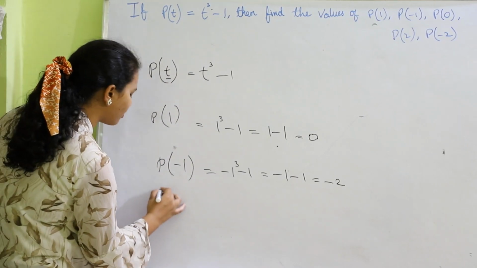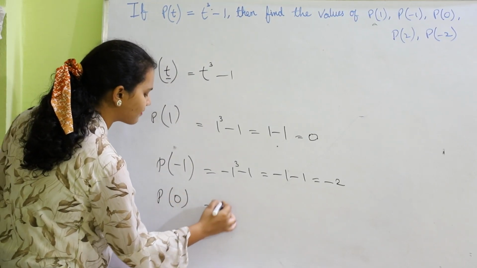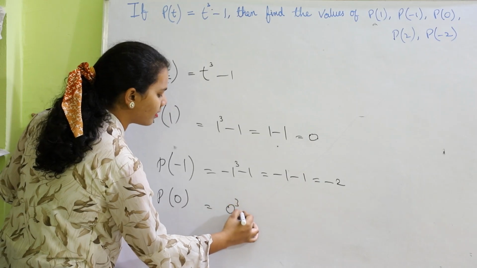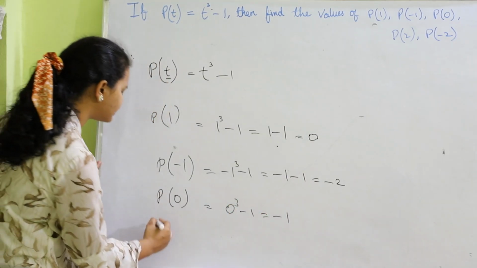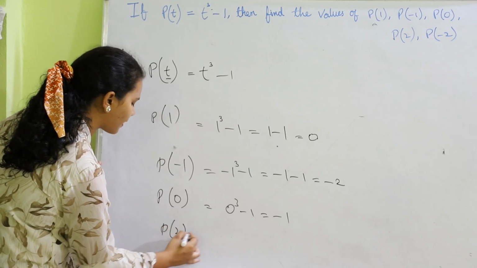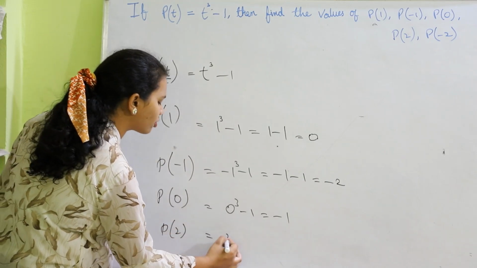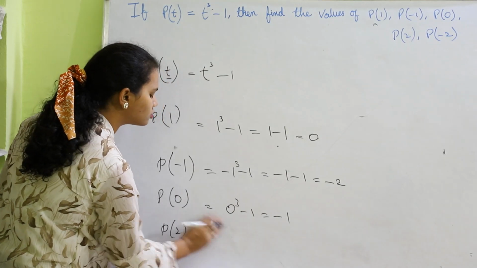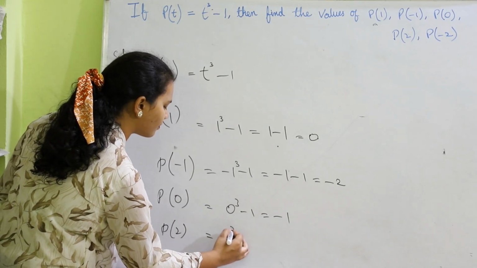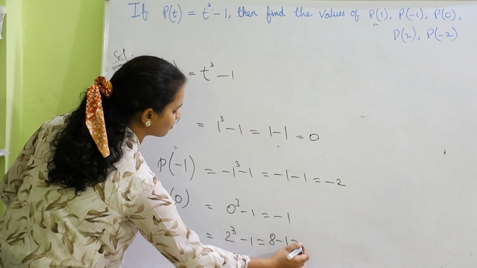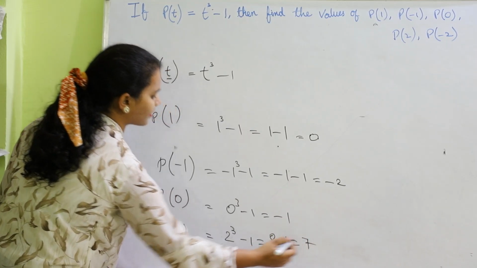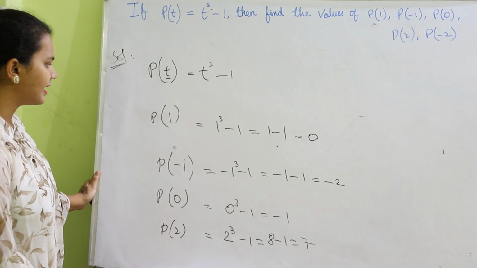Now the next one will be P of 0 equals 0 cube minus 1, this gives minus 1. Okay, and what is next? P of 2, which is equal to 2 cube. How much? 2 2's 4, 4 2's 8, where 2 cube is 8. Okay, where 2 cube minus 1 means 8 minus 1, this is equals to 7. Clear? 8 minus 1, 7.